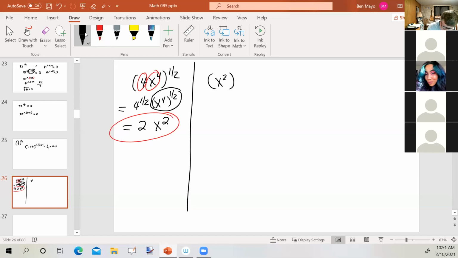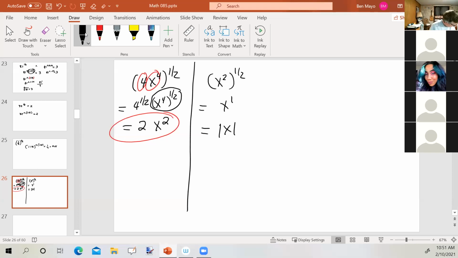x squared to the 1/2 power. A power raised to a power, again, you multiply the exponents. So this would be x to the 2 times 1/2, or x to the 1, which is just x. But again, we're taking an even root, so we need to make sure x isn't negative. Since x is unrestricted, we have to use absolute value bars.